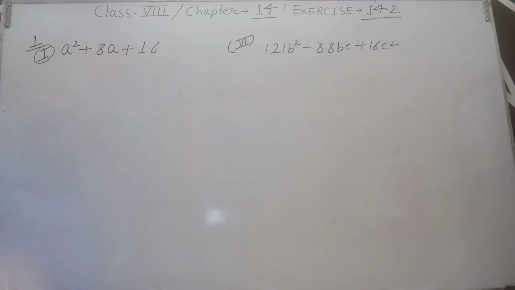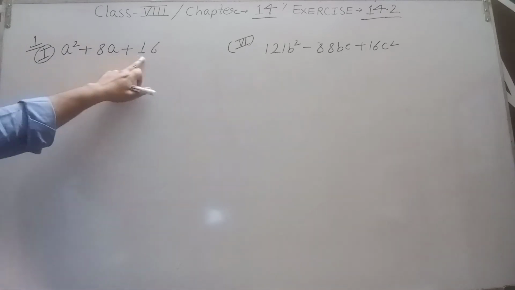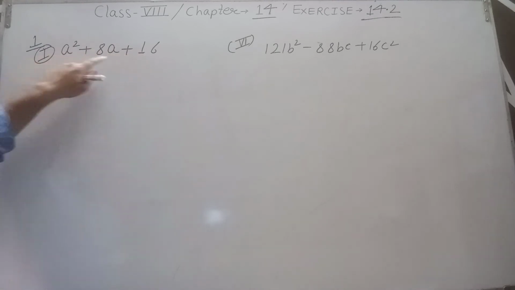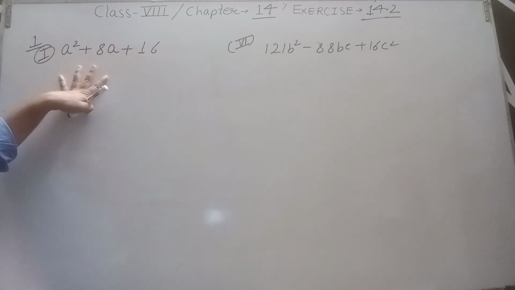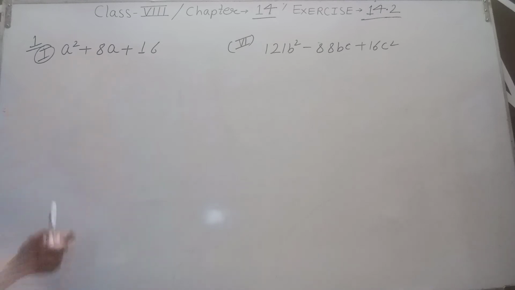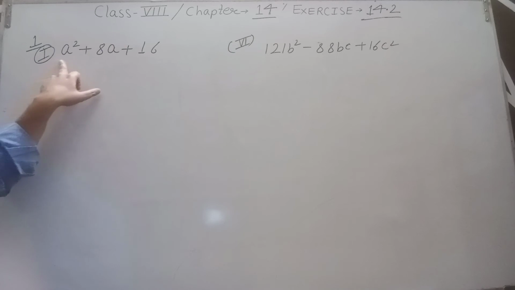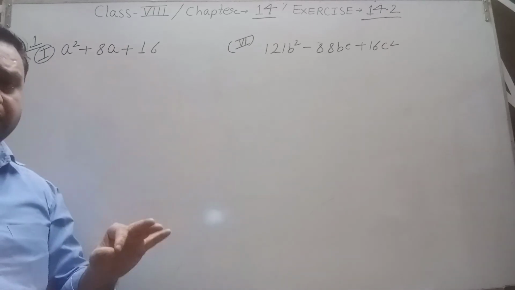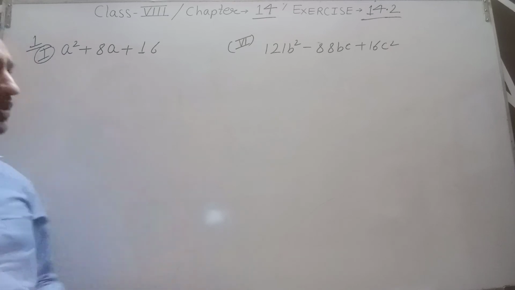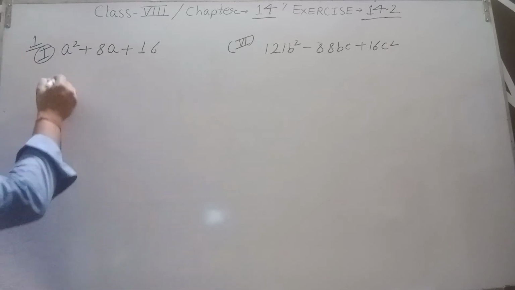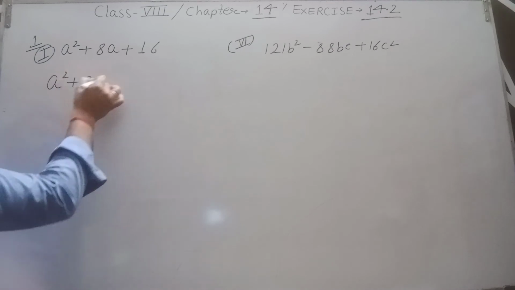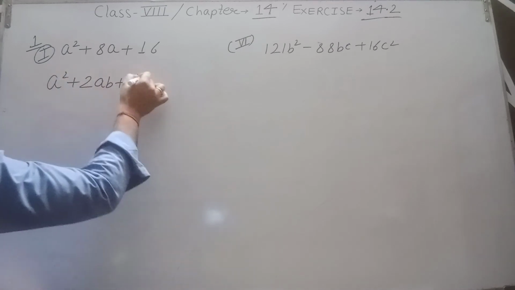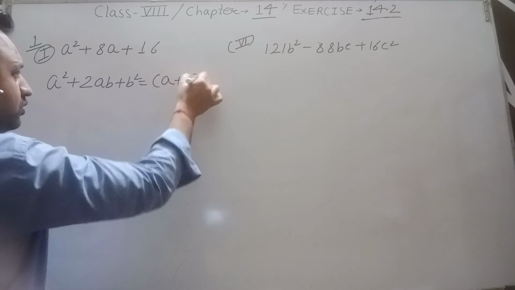In question number 1, first part, it contains 3 terms, a square plus 8a plus 16, and we observe that there is no common factor in all the terms. So how can we factorize it? Firstly, we discuss the identity because it contains all terms positive. The identity may be used, it is not compulsory. The identity we can use is a square plus 2ab plus b square is equal to a plus b whole square.